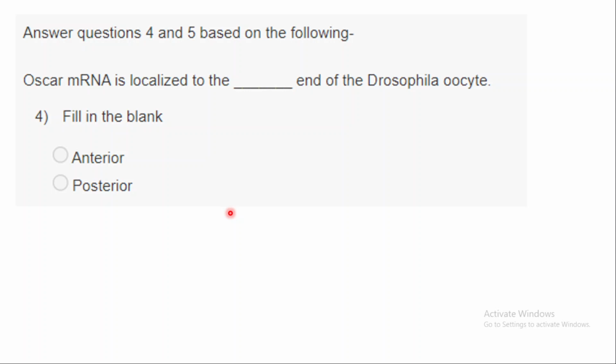Okay, Pushpanjay is answering anterior. Simontini is saying posterior. Rahul is also saying posterior. And let me reveal the answer. So option B, posterior, is the correct answer. Simontini and Rahul have answered correctly. And thanks for the efforts, Pushpanjay. But Oscar mRNA localization is towards the posterior end of the Drosophila oocyte.